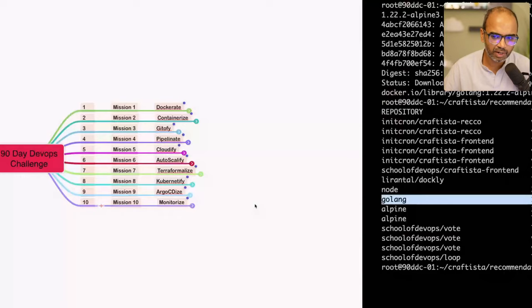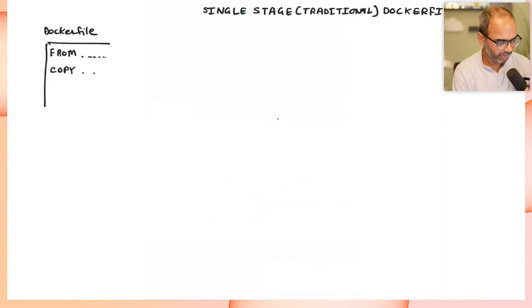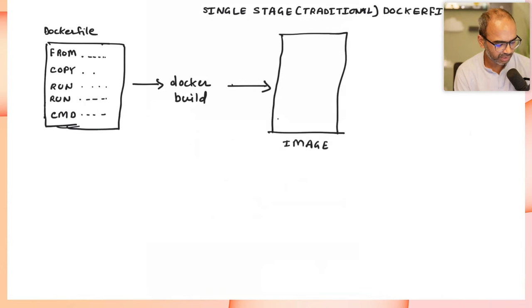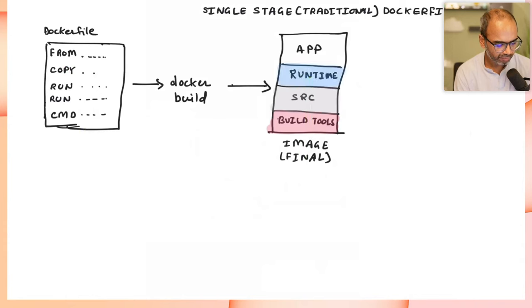And the reason why this is so large is because we have all of this here. So we have, you know, from, copy, run, CMD. And as a result of that, when we look at the image, we have the base image. On top of that, we have the build tools like Golang and everything else. We have the source code. We have the runtime. Runtime is the actual dependencies, libraries, anything which is needed. In this case, Golang doesn't need much. That's when I said it's statically built. So just deploy it, copy it, and run it in the same operating system. It will work, and the application itself.